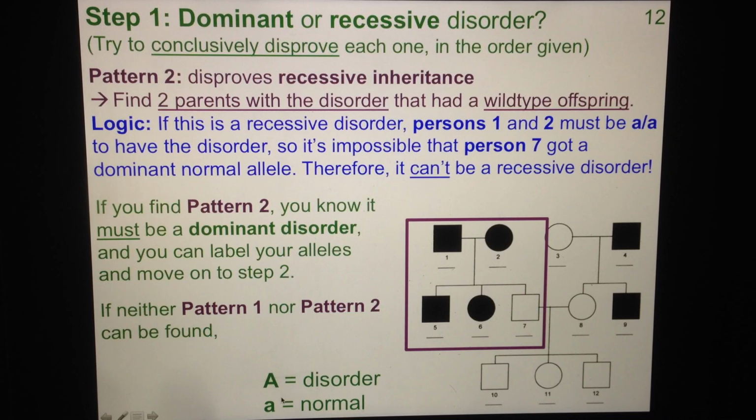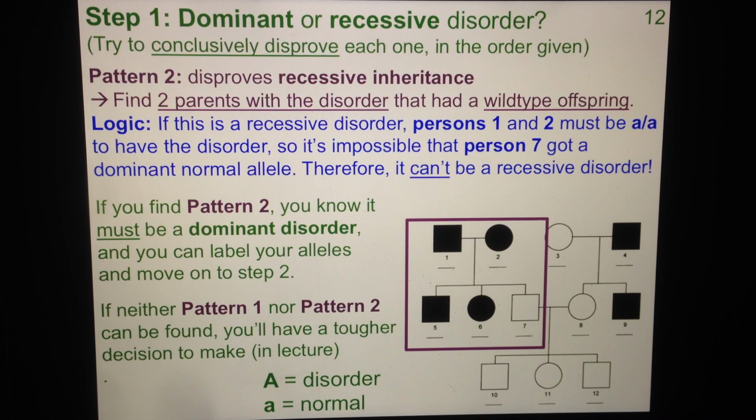Now, in the situation where you can't find pattern 1 and you can't find pattern 2, all right, and that does happen, then you have a tougher decision to make. Then you have to look even more closely at the family pedigree, but I will teach that to you in lecture. Okay, so we'll take that harder step in lecture.